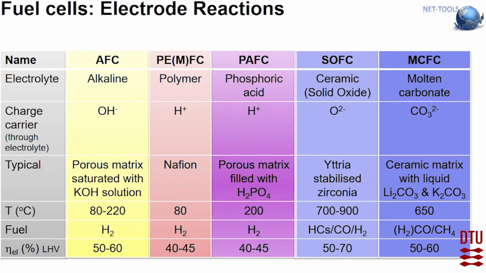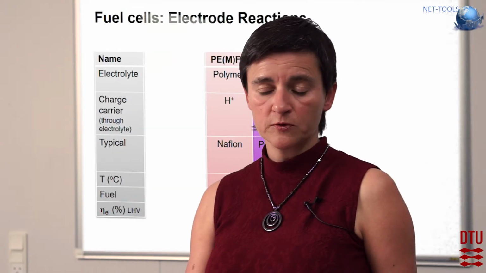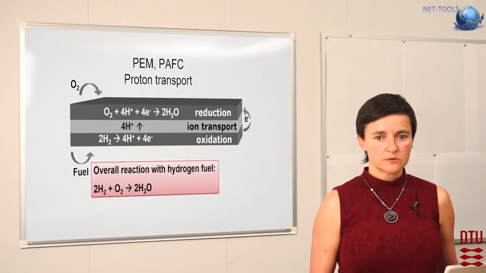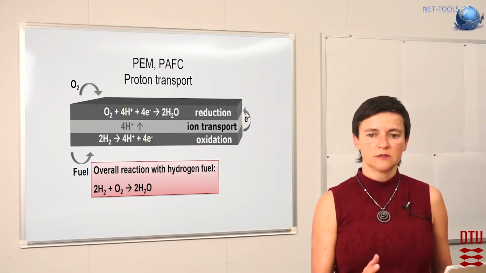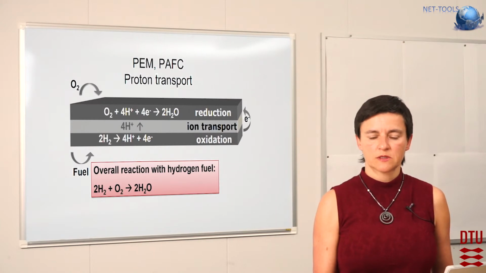When we go to the fuel cell types which involve proton transport through the electrolyte, these are the PEM fuel cell and the phosphoric acid fuel cell. You see here that the elementary steps are slightly different. So at this time we have the oxidation of hydrogen in the anode, releasing electrons and protons, and in this case the protons travel through the electrolyte to the other side, where they react with oxygen to form water. The overall reaction is still the same as in the previous case.